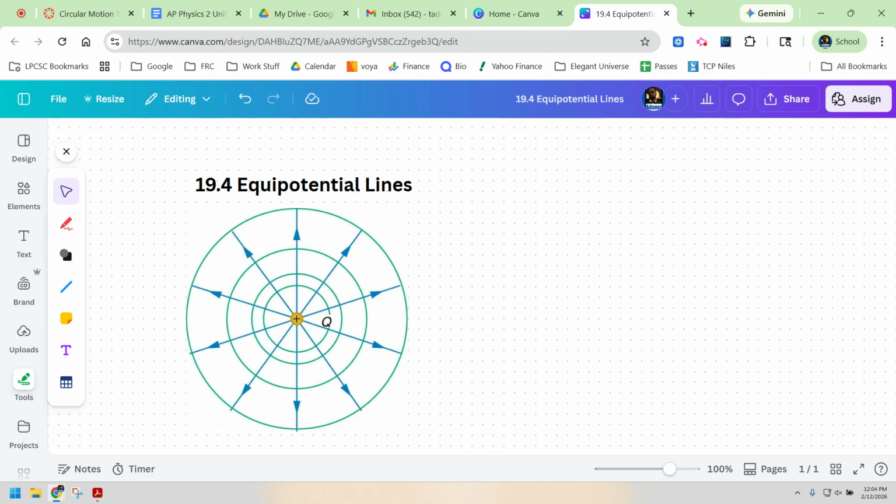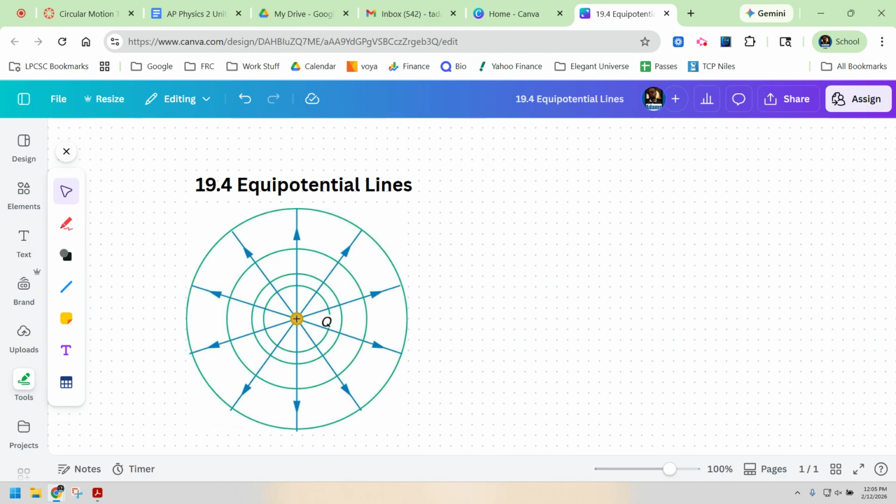So while the blue arrows represent the magnitude and direction of the electric field, the green lines represent places where the electric potential is constant. This is called equipotential lines. I always mispronounce it. Actually, I think I said it right this time.